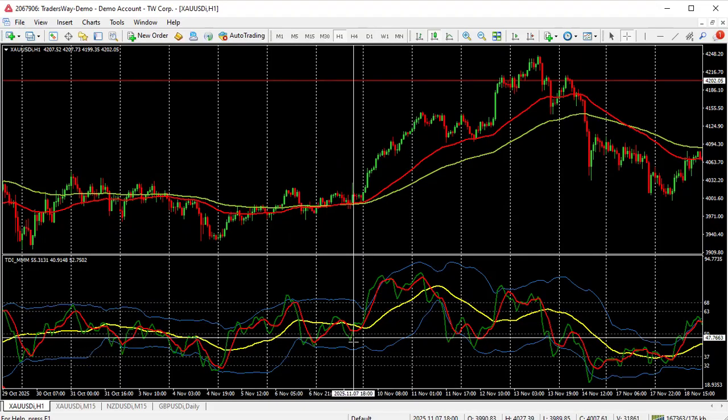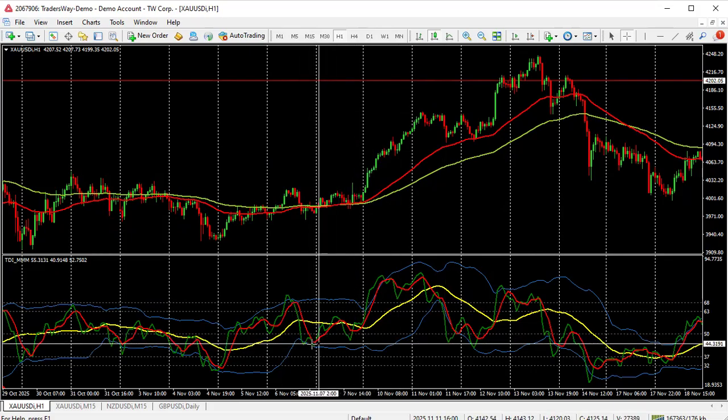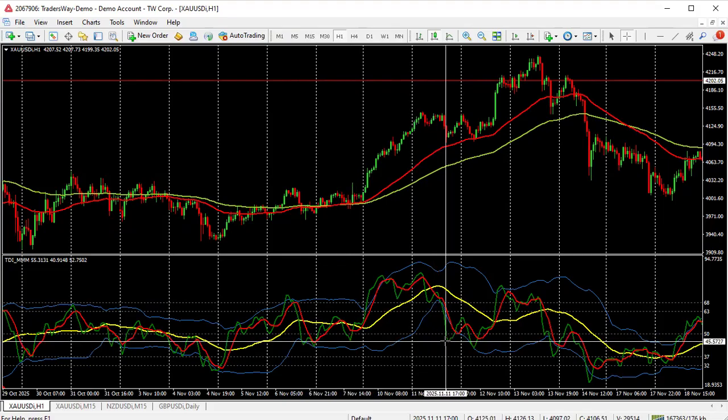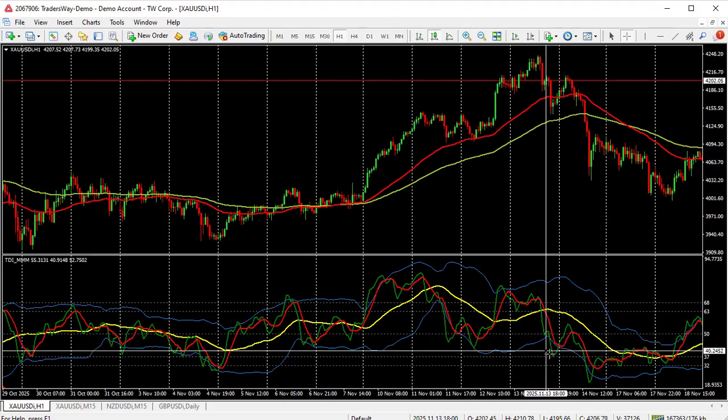So all of these pushes to the bottom of the TDI were opportunities to buy. You could buy there, you could have bought there. You bought there, you could have bought there. Even this one was a buy.